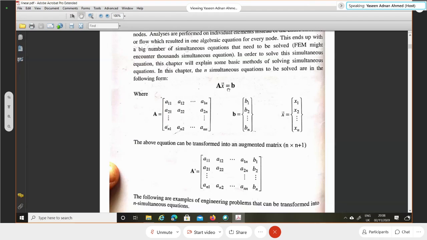Okay, so we call this matrix form, that is A, X, and B. And this A we call the coefficient matrix, B we call the constant value matrix, and X is a matrix or vector for unknown values. Okay, so these are the things you have to find out.